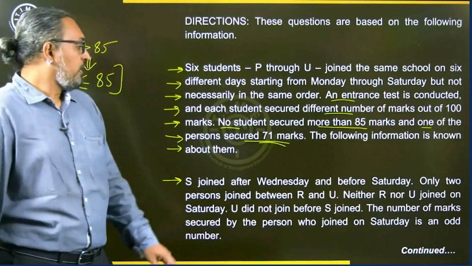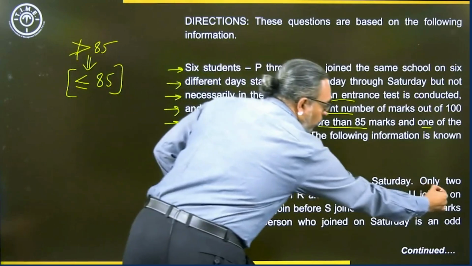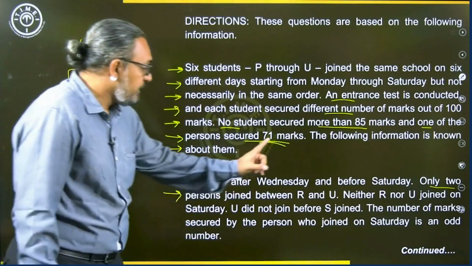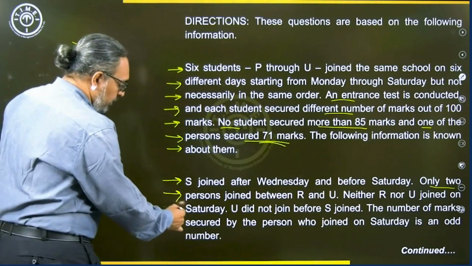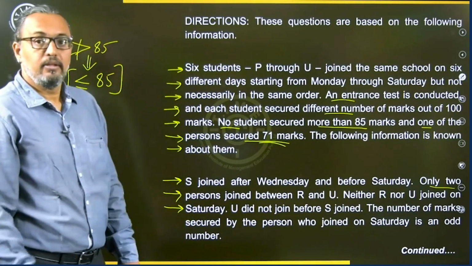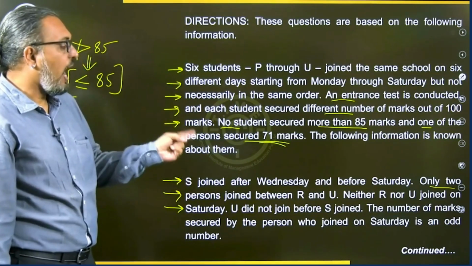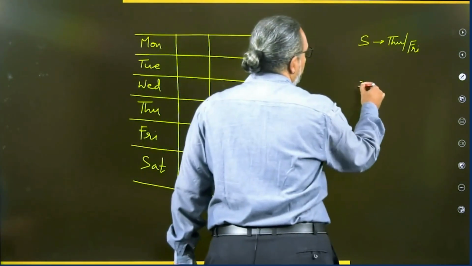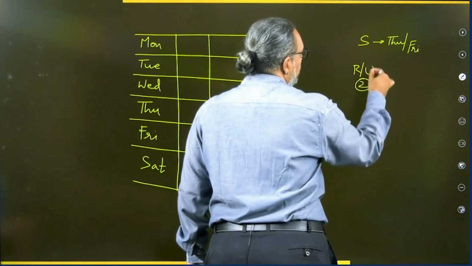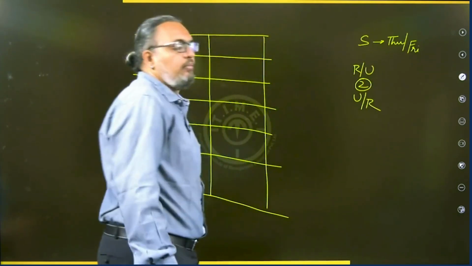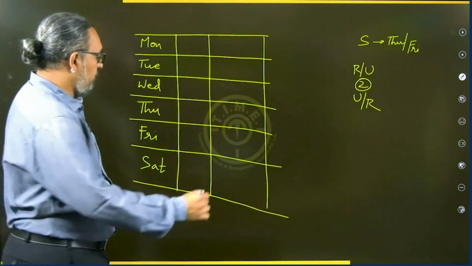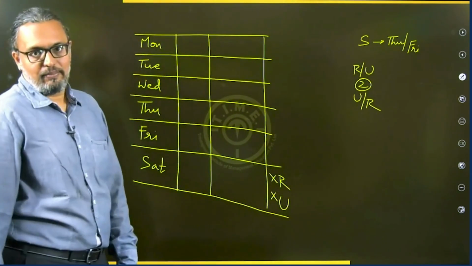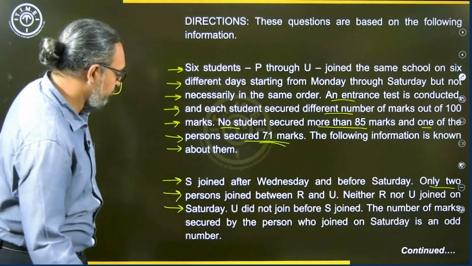Okay. Now he says only 2 persons joined between R and U, neither R nor U joined on a Saturday. So 2 persons between R and U are not on a Saturday. I don't know who is before who, but very clearly he says R and U never joined on a Saturday. Correct?